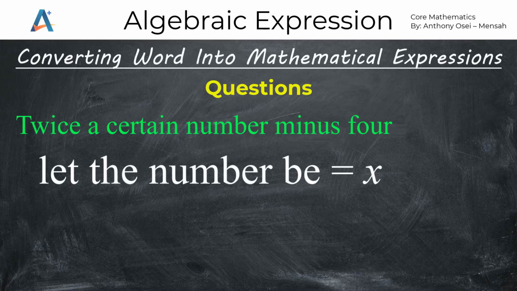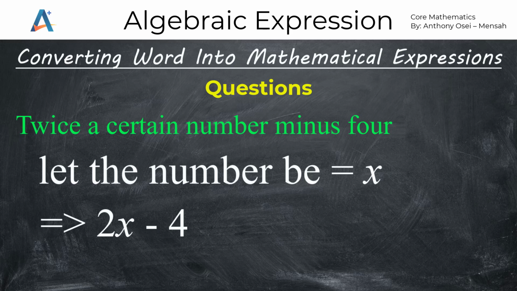So look at this again. Twice, which means 2 times a certain number. Minus is a word for subtraction. We talked about subtraction words. Minus is also part. So minus 4. So it becomes twice a certain number, that is 2 times x, which is 2x. 2 times x is 2x minus 4. So minus the number 4. So 2x minus 4 becomes the mathematical expression for twice a certain number minus 4.